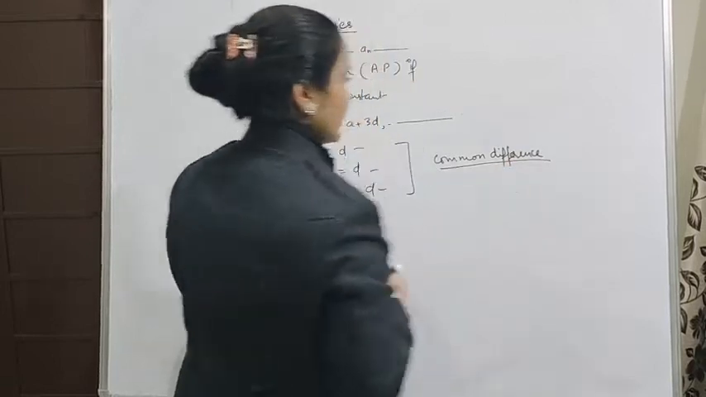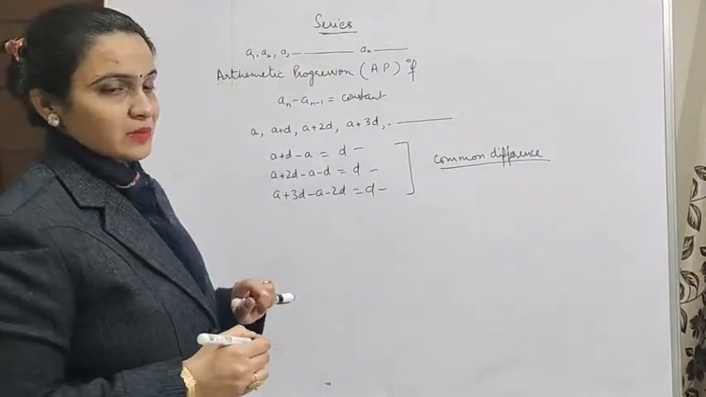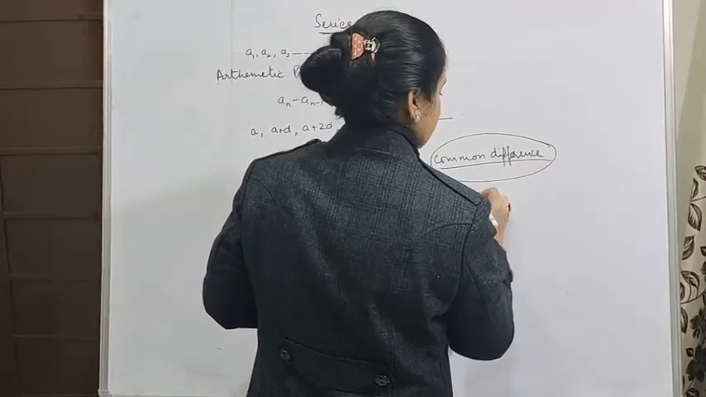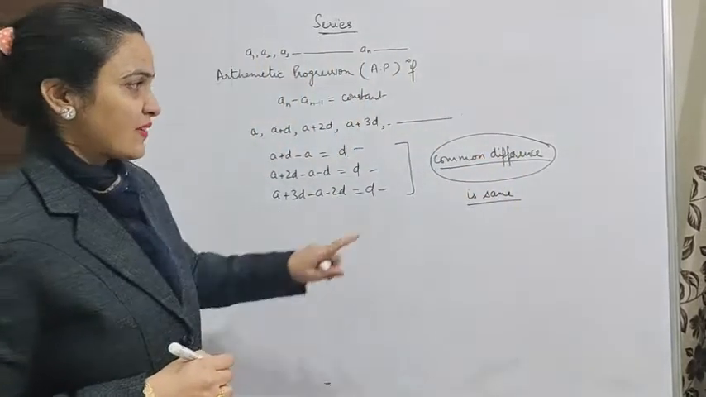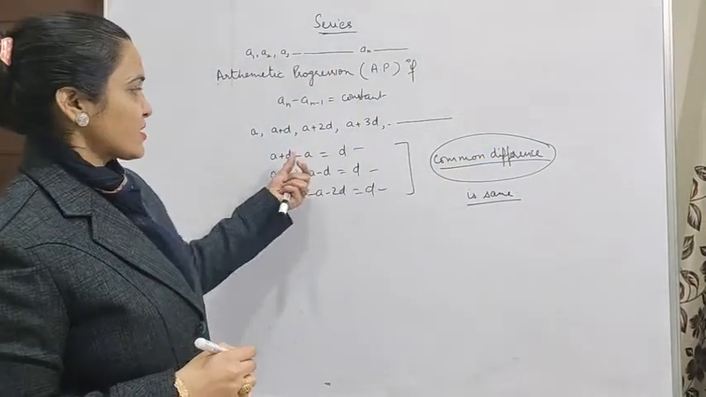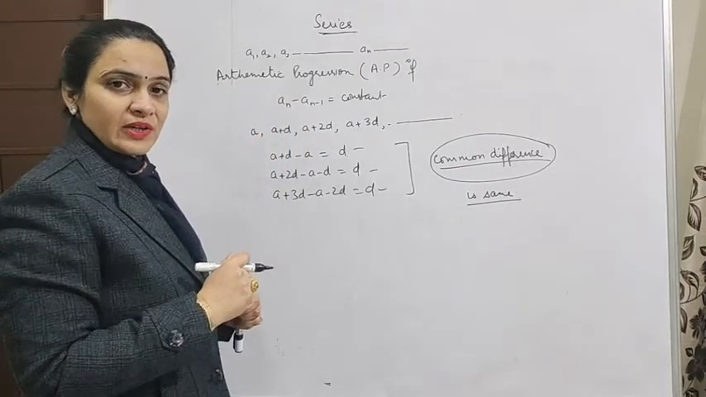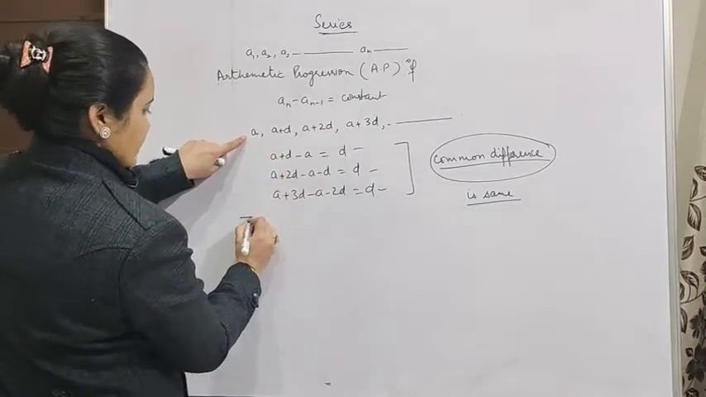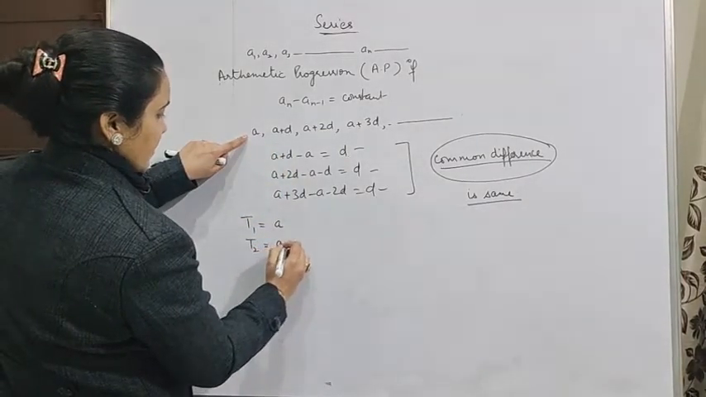So another definition of AP, arithmetic progression: the sequence is in arithmetic progression if the common difference is the same. And how will we find the common difference? Difference of the An and An minus 1th term. So if we take this as the first term, the first term is A. The second term is A plus D.